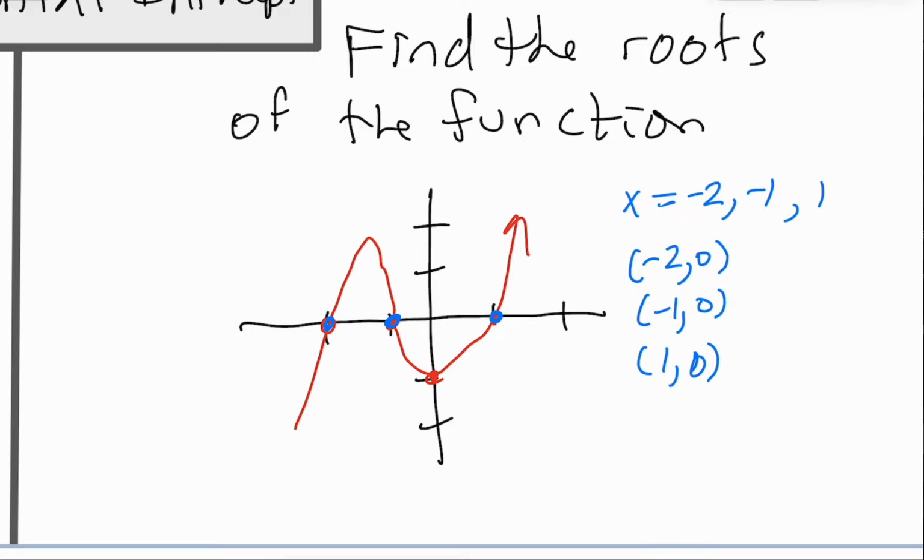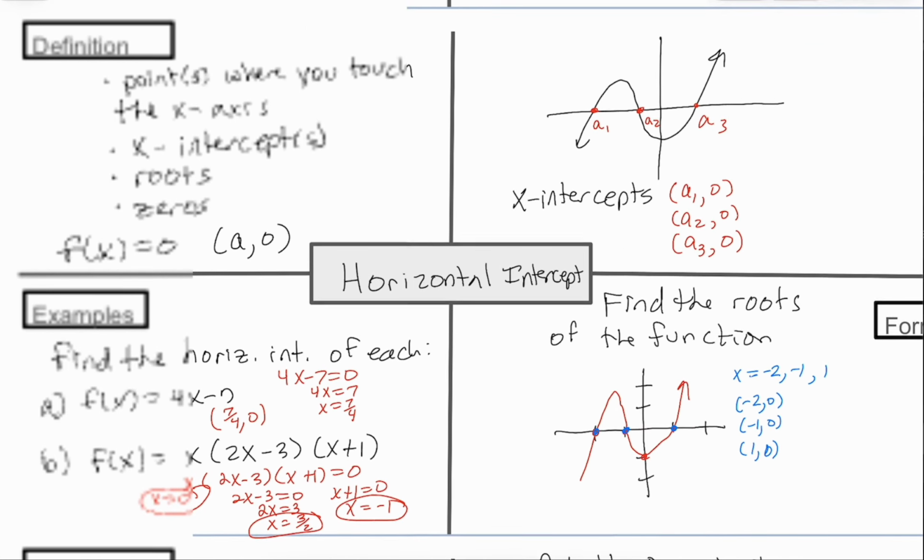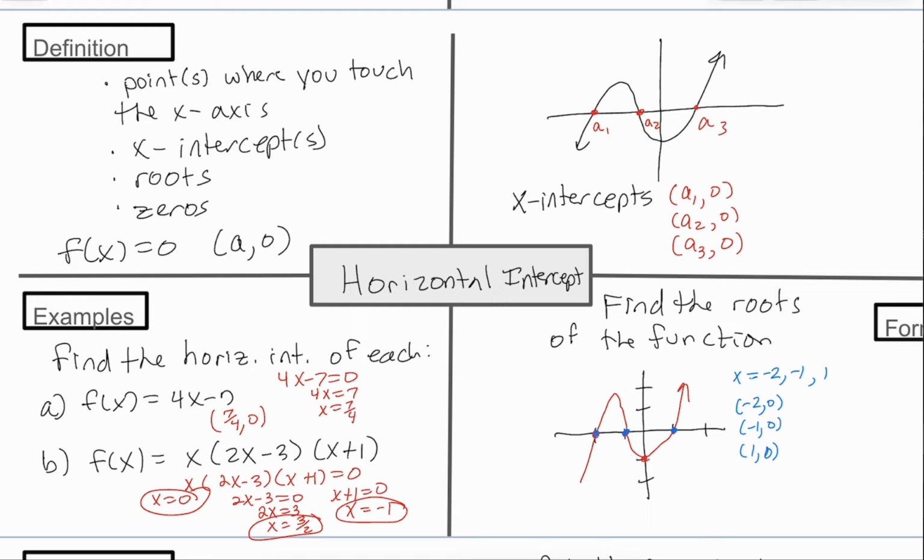If they ask for the y-intercept, that's when you include that point. But don't include that point, just include where you hit the x-axis if they say roots, zeros, x-intercepts, or horizontal intercepts. So that is about horizontal intercepts. One more definition, and then we're done with vocab 2.